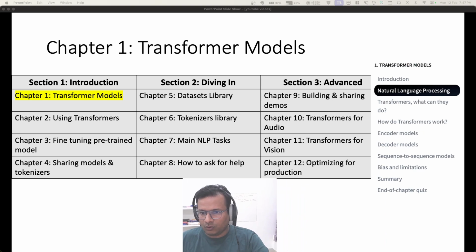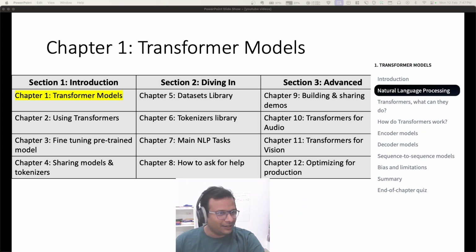So, okay, for this slide, let me move my camera towards the bottom. So, chapter one, transformer models, that's what we are going to go into. And even inside that, it is divided into these 6, 7 subsections. And let's go into the first one, which is Introduction to Natural Language Processing.